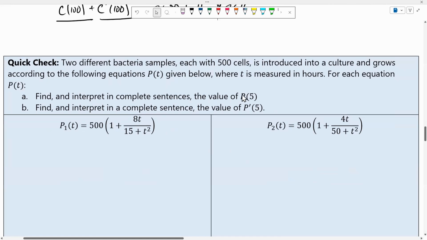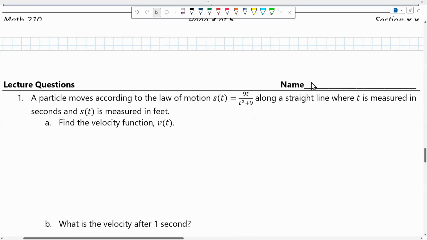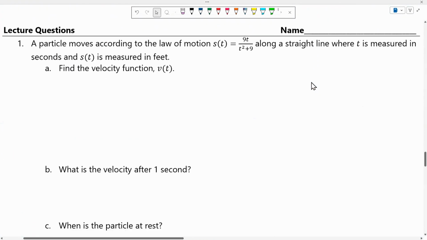Quick checks come up next. I'm going to give you guys, this is a biology example. Okay? We'll do these in class. And then lecture questions. Okay?